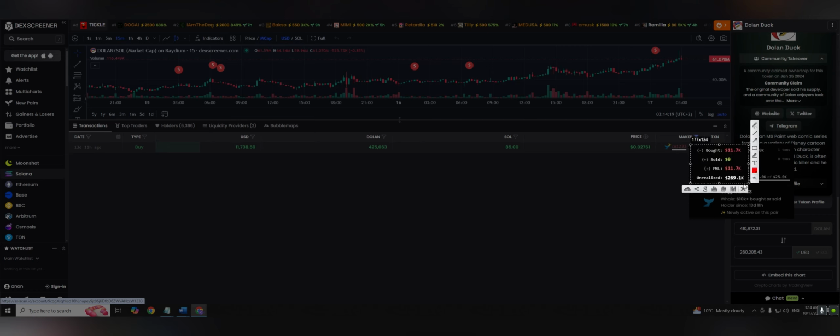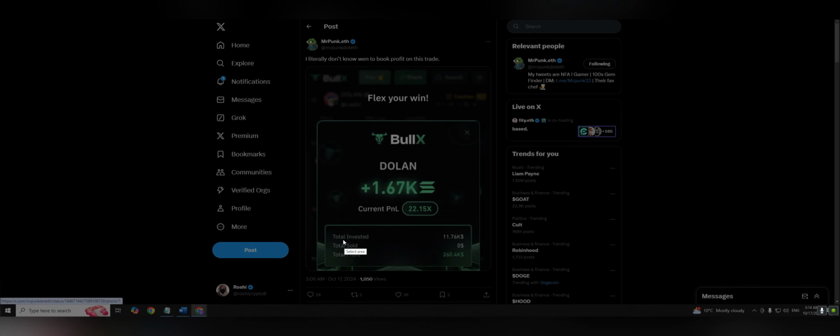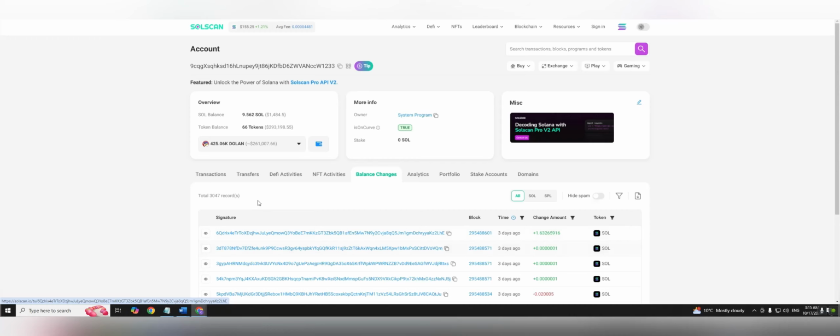So we have $269,000 in unrealized profits, 0 sold, and Mr. Punk has 0 sold, the same amount, and a P&L of unrealized profits of 260k. Now, how do you see if this wallet has had profitable trades besides this one?